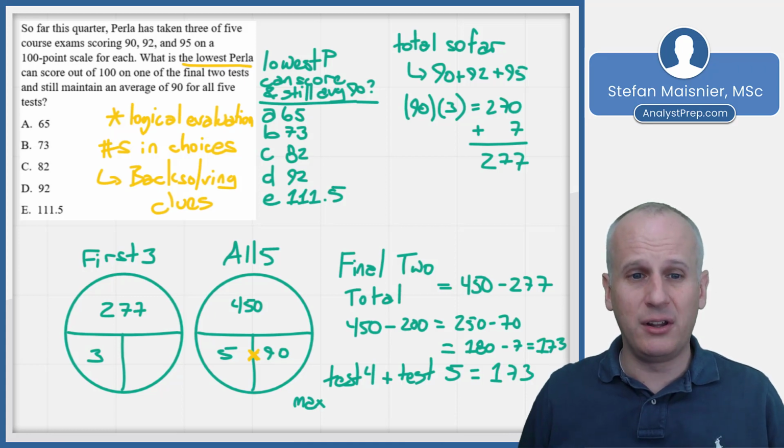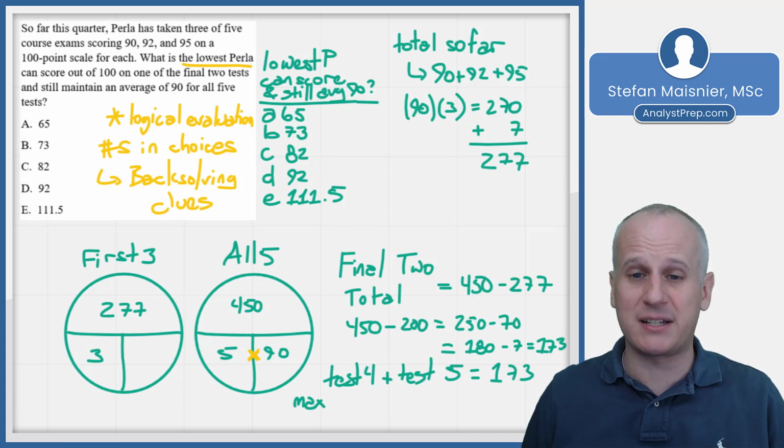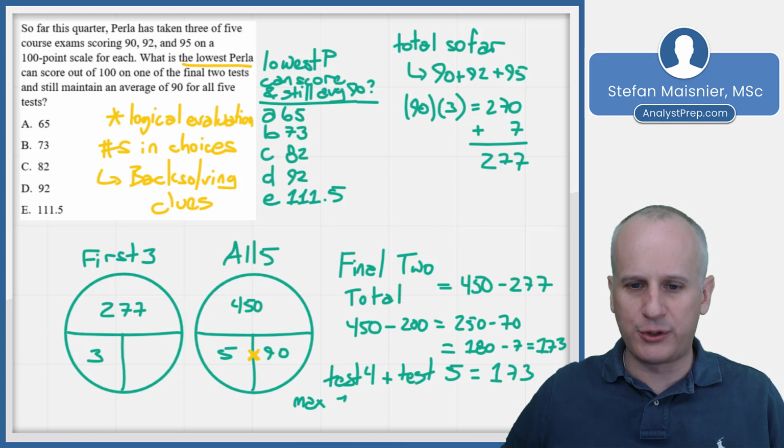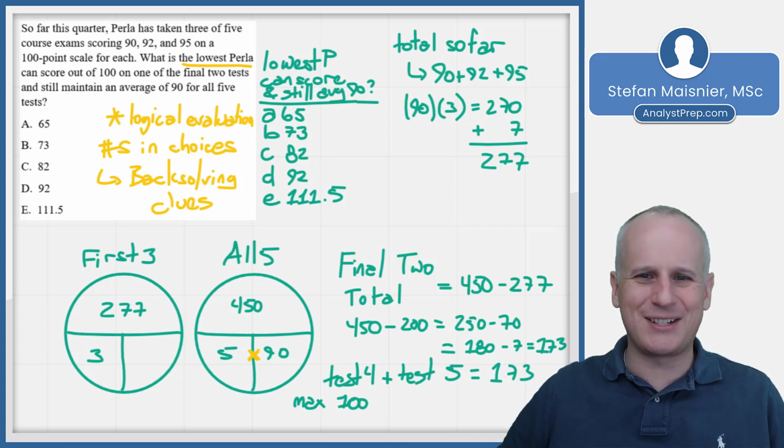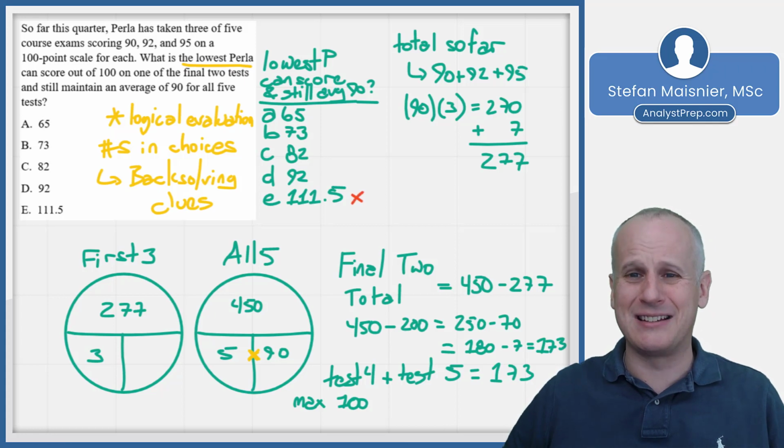And it says the lowest she could score out of 100. So that means that the maximum is going to be 100. So the max for test 4 is 100. And we're trying to solve for the lowest that she could score at this point. I probably could eliminate choice E because that's over 100. That didn't make sense to begin with. And it's certainly not 92 either, because that wouldn't even be the lowest of the 3 options that were available.